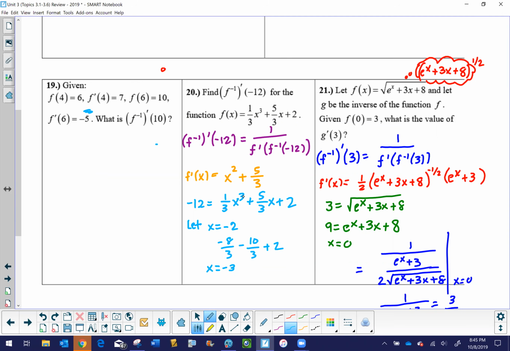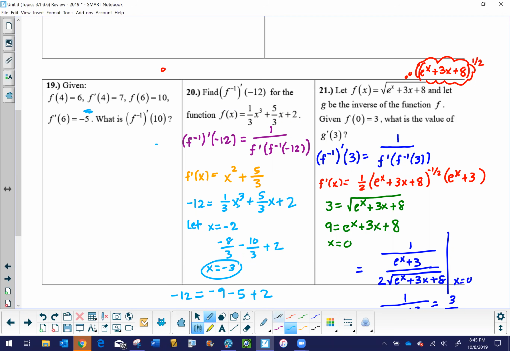So if we plug in -3, -27 over 3 is -9. 5/3 times -3 is -5. You agree with that? Add 2. And what does all this make? Well, looky, it is -12. Good thing we persevered, right? Just when we were on the brink of giving up. I almost told you I was going to give up. I stayed with it.